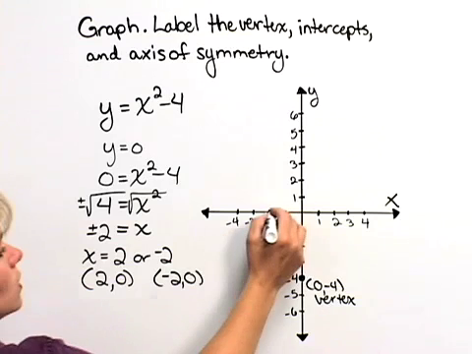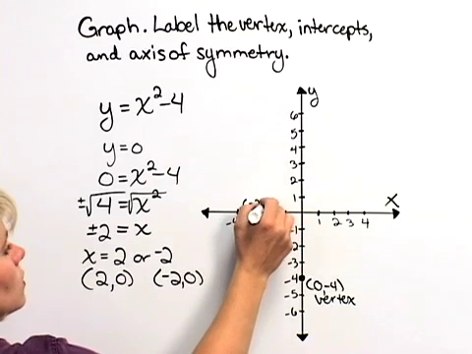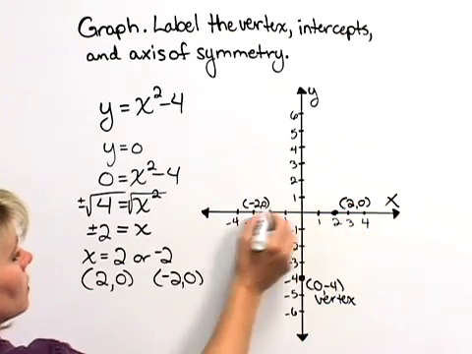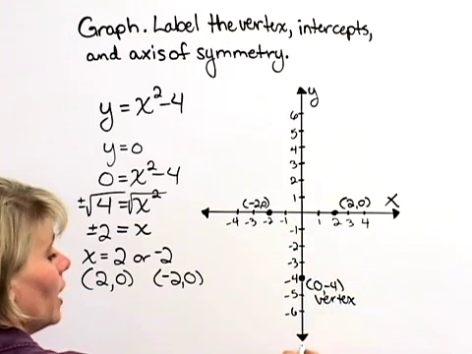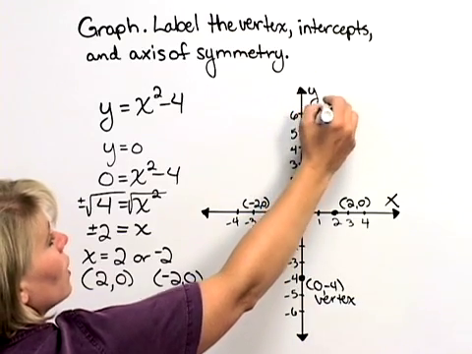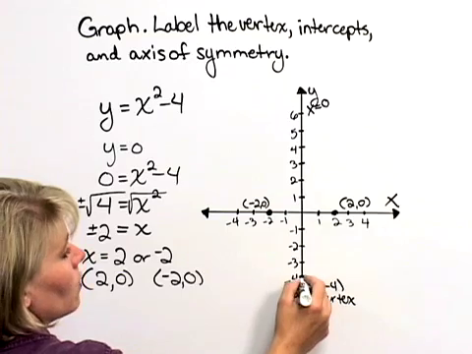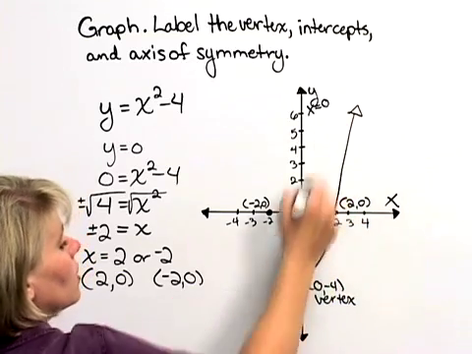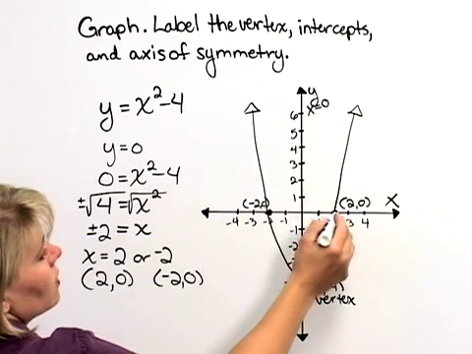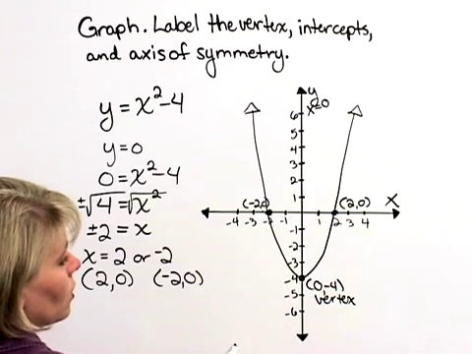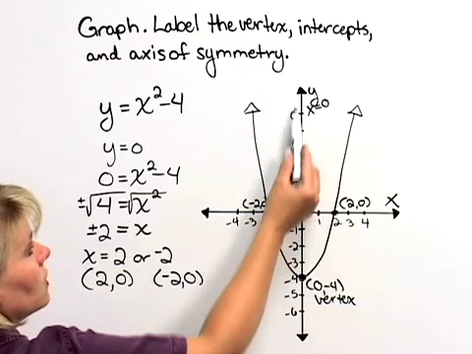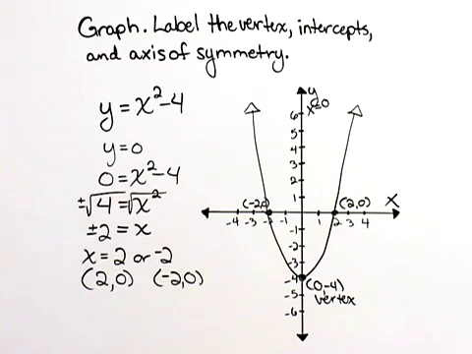Let's plot those. We have negative 2, 0, and we also have 2, 0. So we have the x-intercepts and the y-intercept. My axis of symmetry is actually my y-axis, and that has an equation of x equals 0. If I connect the points that I have here, notice that I get a nice parabola that goes through x-intercepts at negative 2, 0 and 2, 0, has a y-intercept at 0, negative 4, and an axis of symmetry that is the y-axis, which is x equals 0.